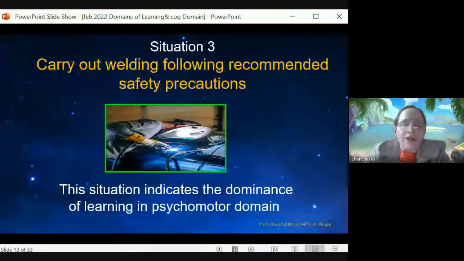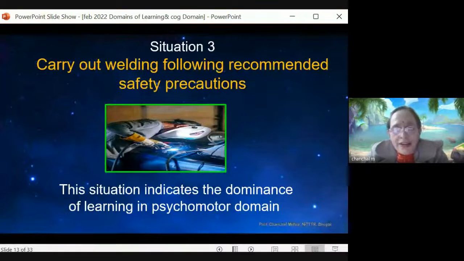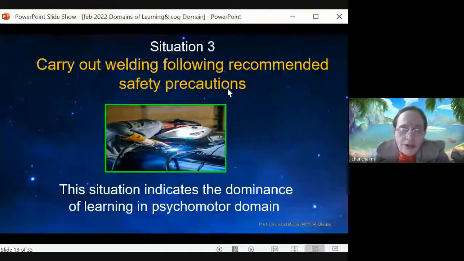So here I would like to emphasize that whenever you are analyzing a particular outcome, we have to first of all focus on the verb which we are using. So here the focus is on carrying out the welding. But during the welding, we want him to follow the recommended safety precautions, because at the tail end, we are giving that while doing the welding, they need to follow this. So here the dominance is on the welding part.